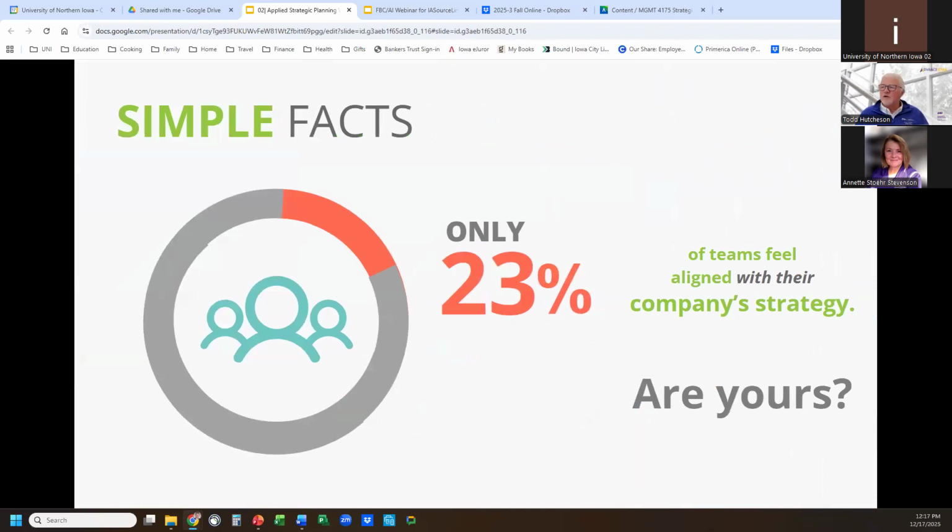Only 23% of teams feel aligned with their company's strategy. So think about that. Do you feel like your team is aligned with your company's strategy? Do you know what that strategy is? If so, do you know how your team aligns with that strategy, is impacted by it, or impacts it?